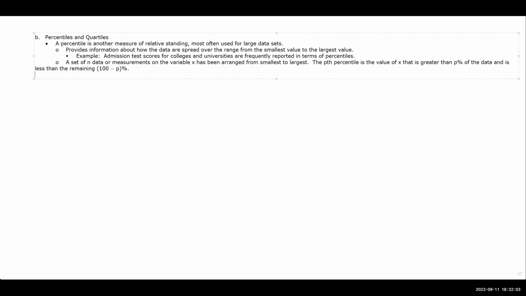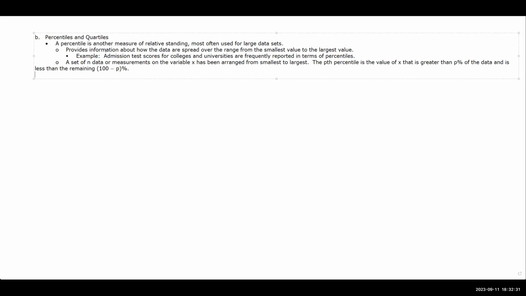All right, what is a percentile? What is a quartile? Let's introduce percentile first. A percentile is another measure of relative standing, but z-score is how far you are from the mean. Percentile is where you are, in the sense of how much bigger you are compared to the rest of the sample or population.